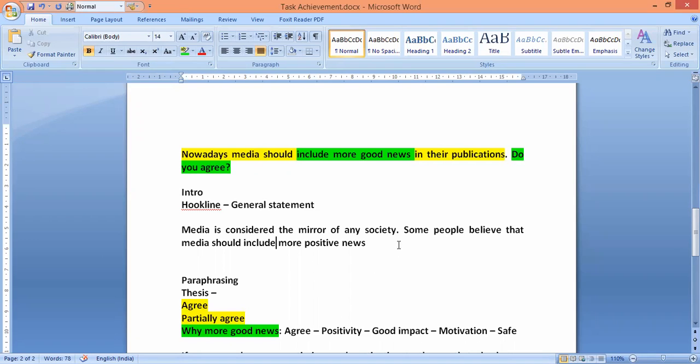Media should include more positive news instead of negative. Not instead of negative, but in their content, whenever they are presenting, they should think about it, whatever is their content, there should be more positive news in there. Yeah, okay. I agree. Yeah, this is my hook line.